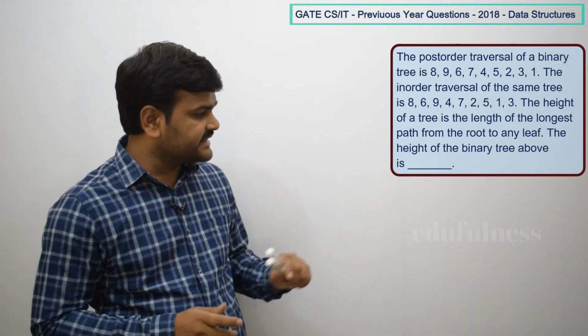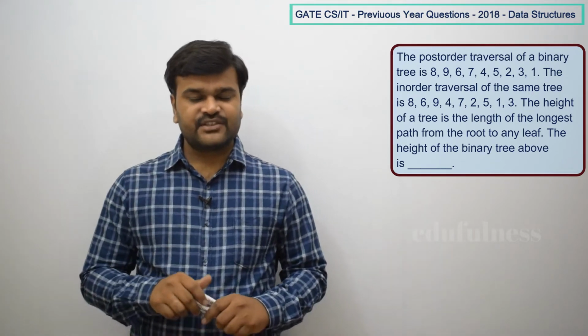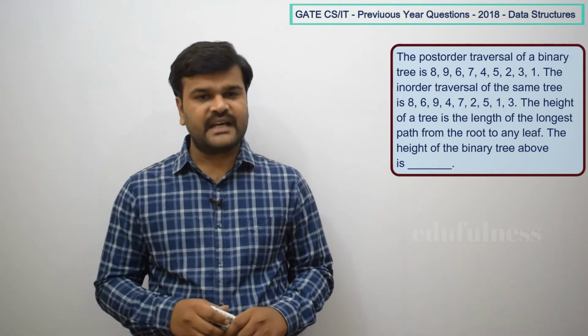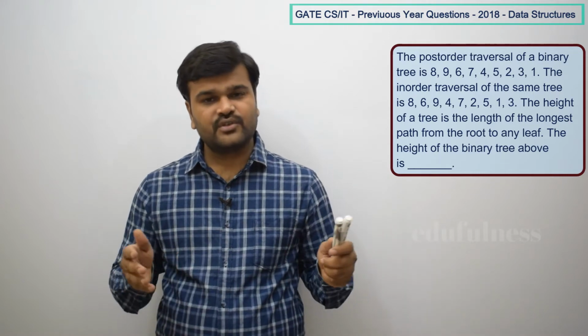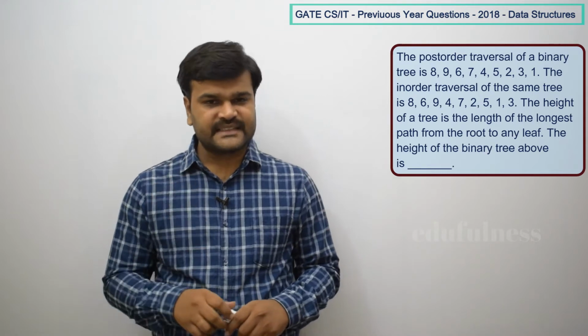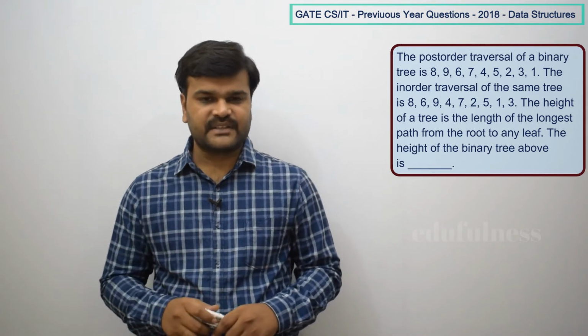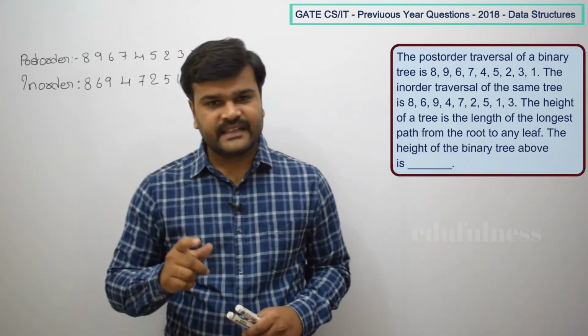And in the question, he is asking what is the height of the tree. That means first of all you have to get the tree, then you can find out the height easily. That is the longest path from the root node to a leaf node. So first of all, you have to get the tree. Let us see that first. These are the given post order and in order.